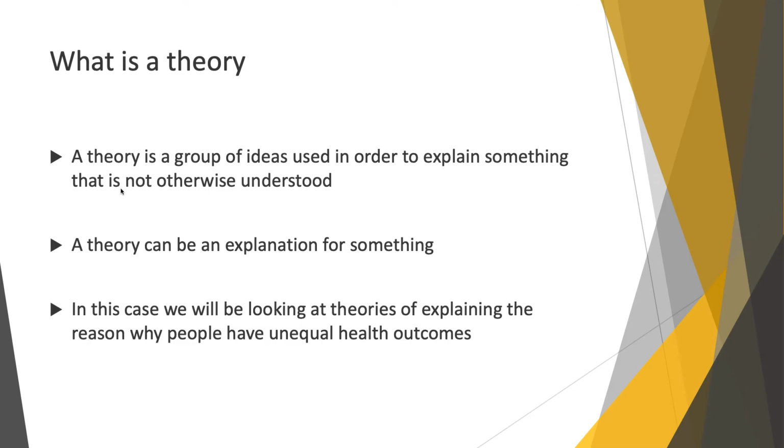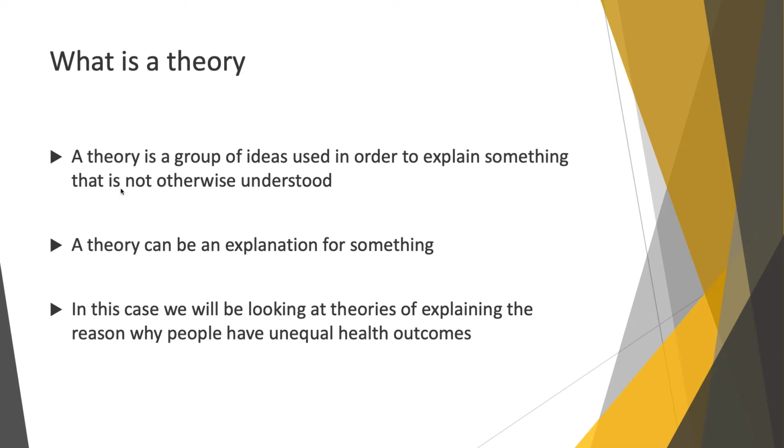Okay, well, if you've done that, here's a couple bits of definitions. So a theory is a group of ideas used in order to explain something that is not otherwise understood. Okay, a theory says, okay, here's a problem. We don't know what this is. So we're going to try and define it. We're going to try and explain why this happens. Yeah, so a theory can be an explanation for something.